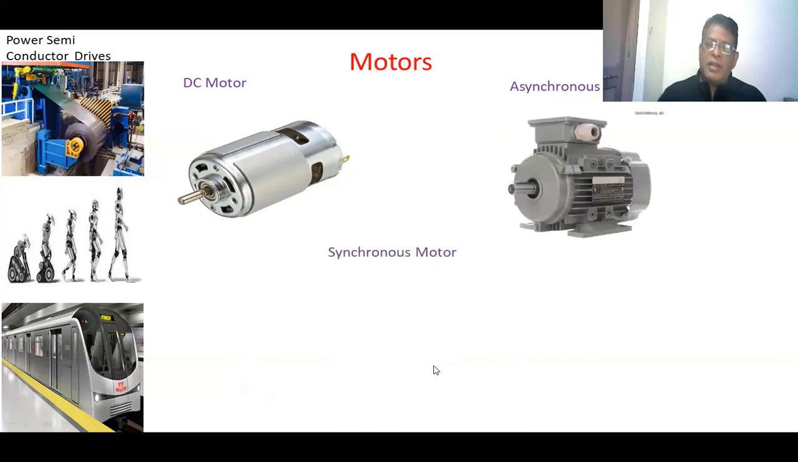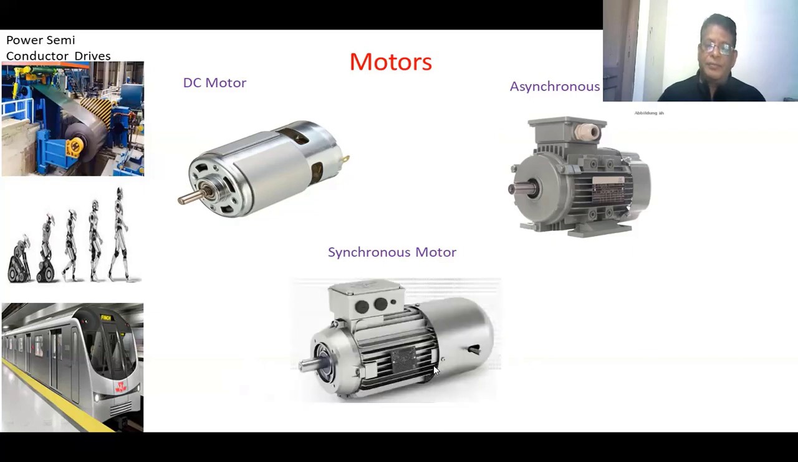A synchronous motor is one where the speed of the motor is constant. It is equal to the synchronous speed, where synchronous speed Ns = 120 f / P. It depends on the supply frequency, and also on the number of poles for which the motor is designed. This is the synchronous motor.